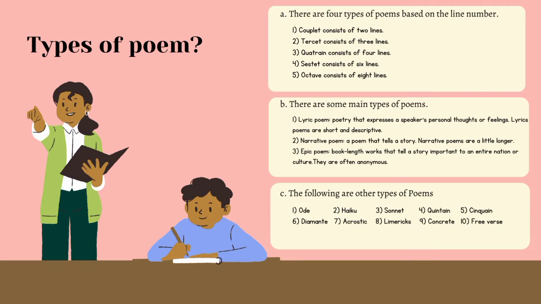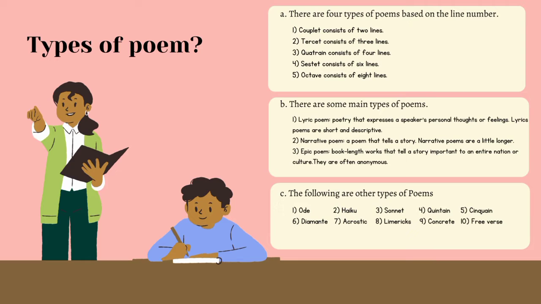1. Lyric poem. Poetry that expresses a speaker's personal thought or feeling. Lyric poems are short and descriptive. 2. Narrative poem. A poem that tells a story. Narrative poems are a little longer. 3. Epic poem. Book-length work that tells a story important to an entire nation or culture. They are often animals.